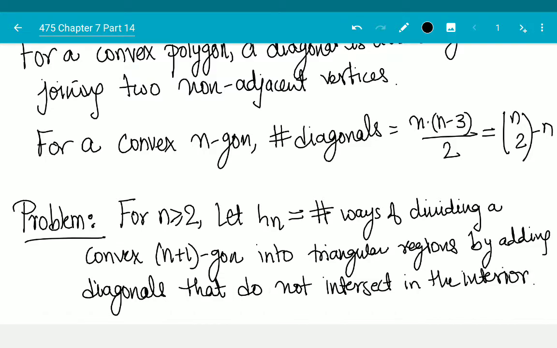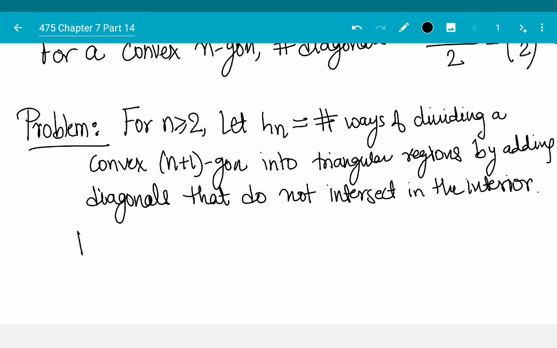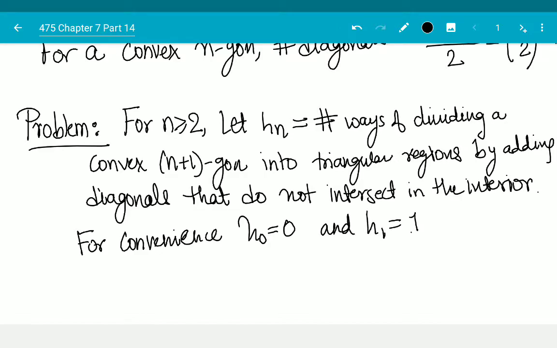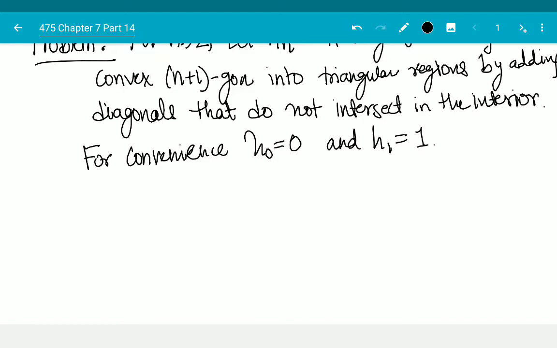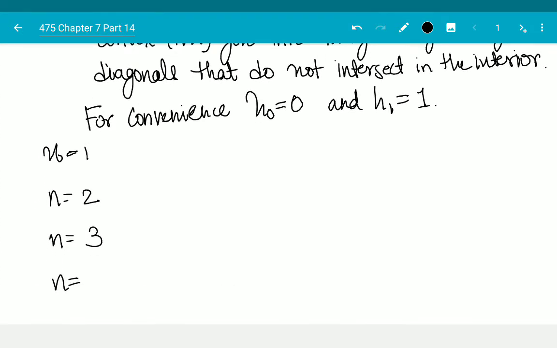Okay, so for convenience, we take h(0) equal to 0 and h(1) equal to 1. Technically you don't have a regular polygon for that case, but we will take h(1) equal to 1 for convenience, which we will find useful later on. So how many ways are there? Let us look at some easy examples: n equal to 1, n equal to 2, n equal to 3, and maybe n equal to 4.